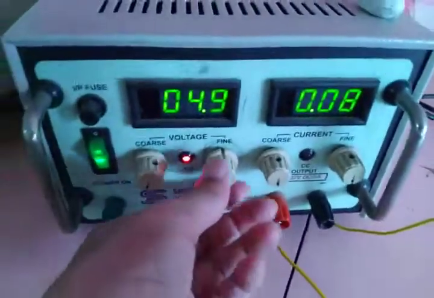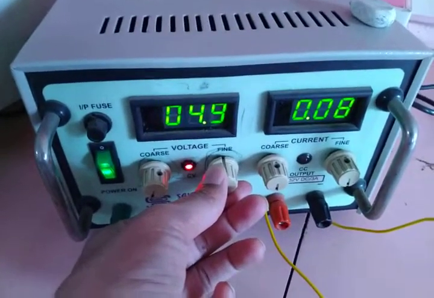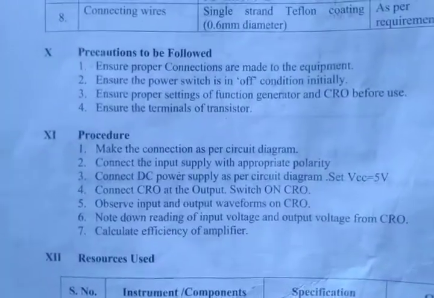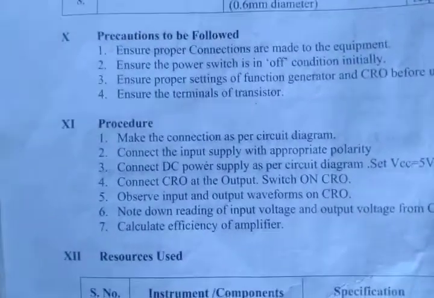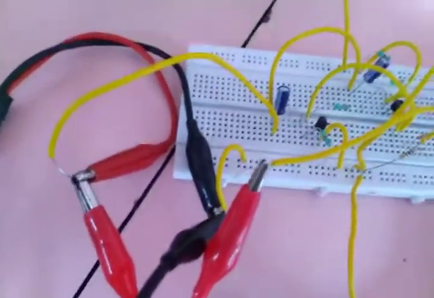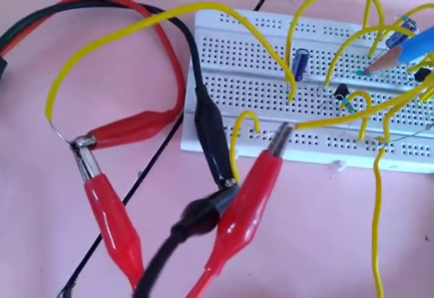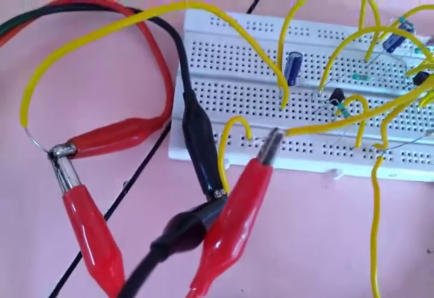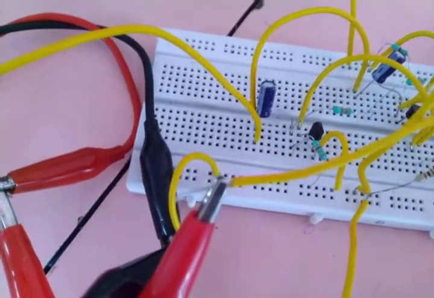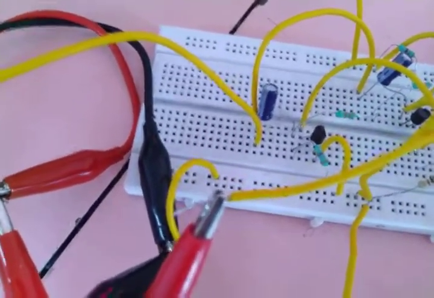So initially we are setting 5 volt. So this is the supply VCC. As per procedure here, we have to set the VCC at 5 volt. So this is the circuit. Here this is 558 and this is 547 or 548 can be taken. Here we have taken 548.